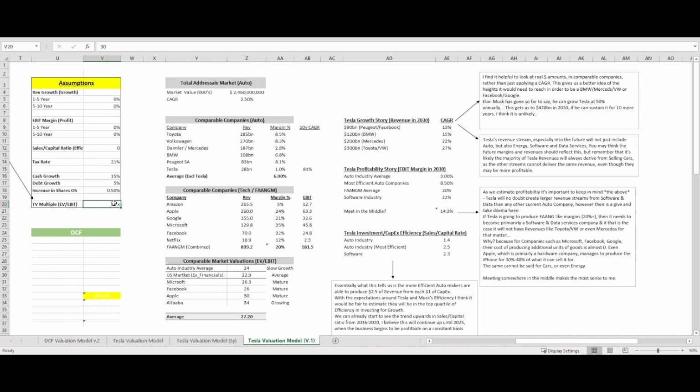Now, as you can see, I've got it in here already. I've gone with 30 times for Tesla. I just think as long as that growth rate in years 5 to 10 doesn't really slow, Tesla's always going to be getting a premium to the rest of the market. So anywhere between 27 and 30 times EBIT in the future is probably a fair estimate for Tesla.